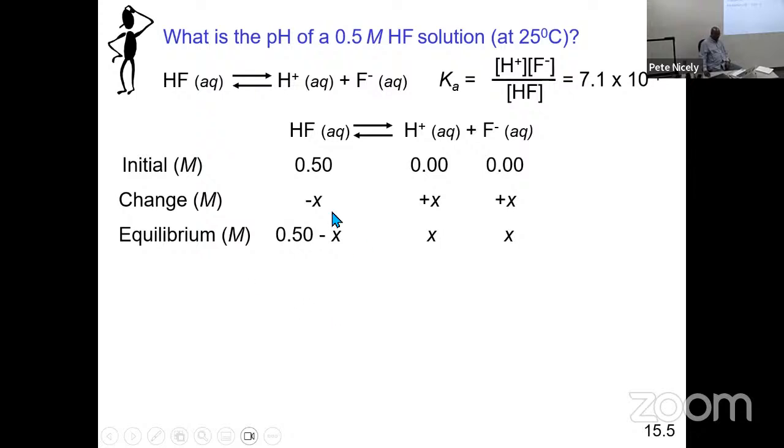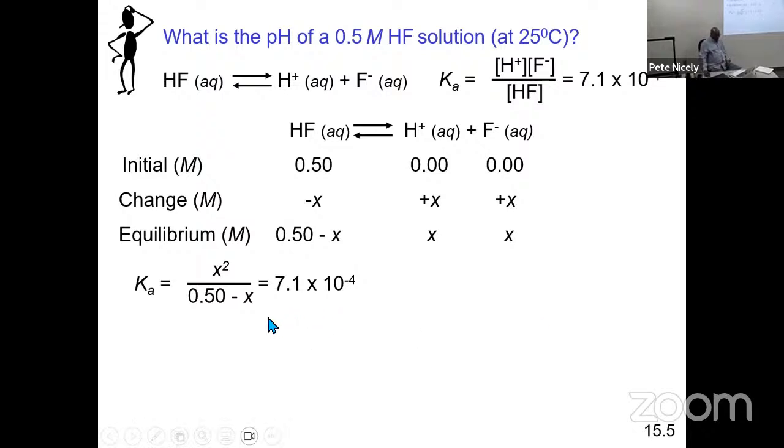And then what we're going to do is plug these terms into this equation, and this is the expression you're going to get, right? The concentration of H plus times the concentration of F minus, that's X times X, so that gives you X squared, divided by the concentration of HF, which is 0.50 minus X, right? And we equate that to 7.1 times 10 to the minus 4. And basically, it comes down to some algebraic steps to solve for X, right? How do we do that?